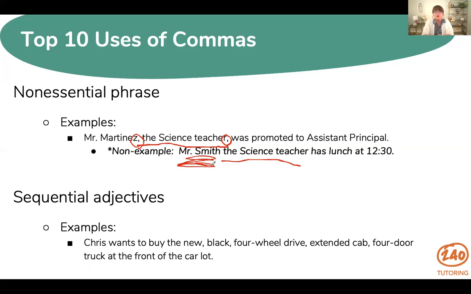We also use commas with sequential adjectives. So just like we had a list of nouns that we separated with commas, we can list adjectives and separate them with commas. So Chris wants to buy the new, black, 4-wheel drive, extended cab, 4-door truck at the front of the car lot. So we have that list of adjectives and we are separating them with commas.